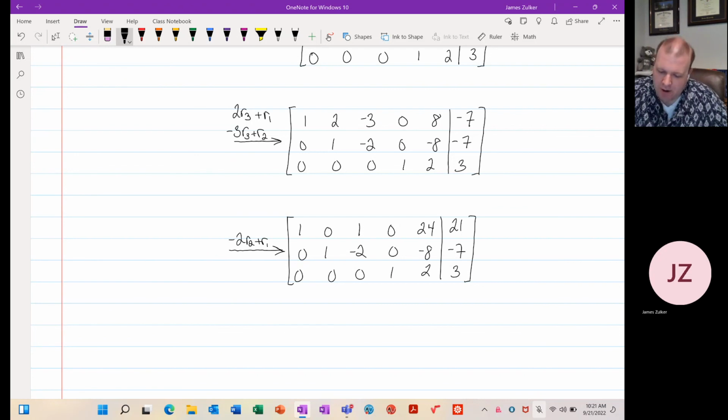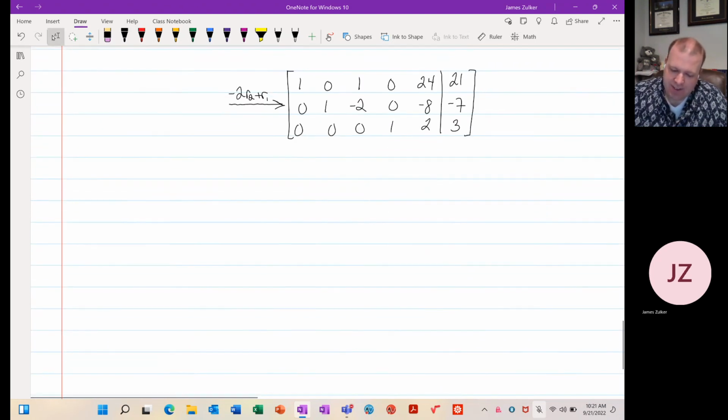We look at this and we go, well, column 3 does not have a leading 1, right? So x3 is going to be a free variable. And so is x5. So I'm going to say x3 is r and x5 is t.